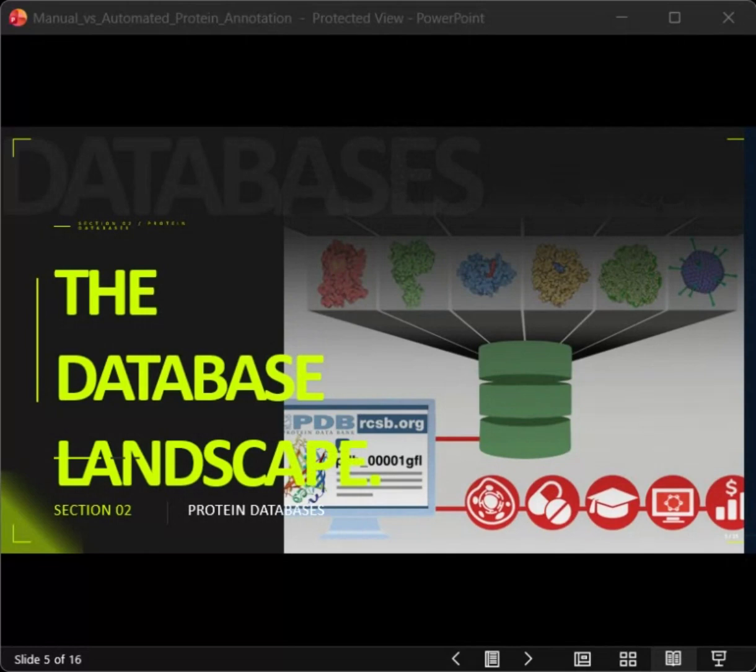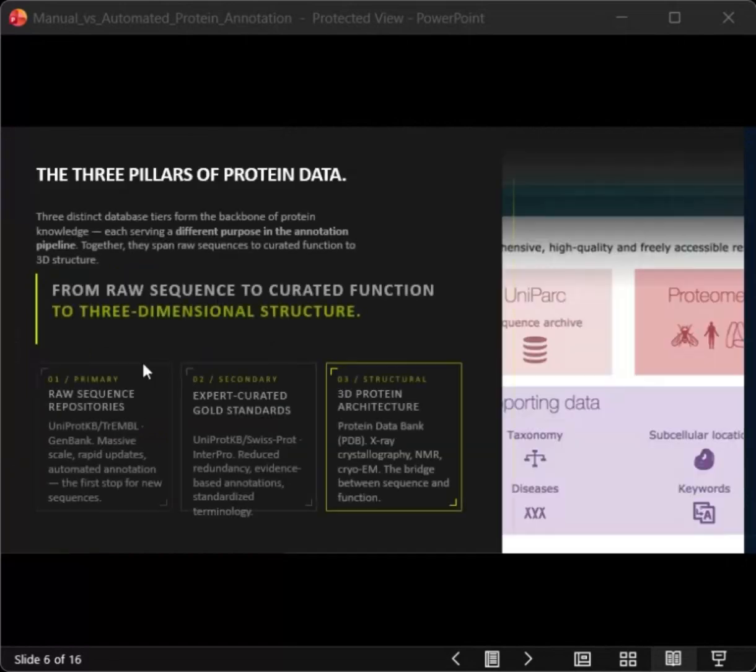Protein databases are the backbone of bioinformatics, as everyone knows. Different databases store different levels of information. So some databases contain raw sequences while others provide curated functional and structural data. These databases work together to support protein annotation pipelines.